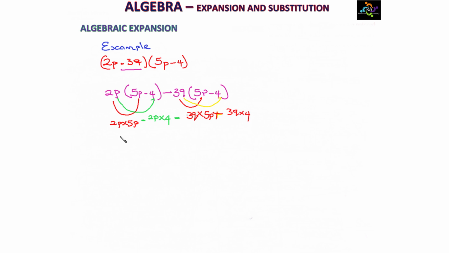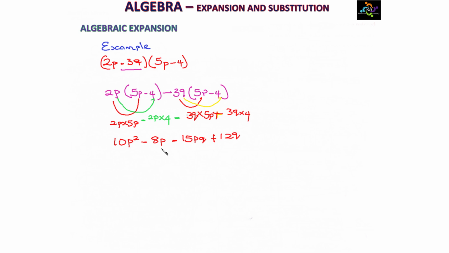Then let's bring it together. 2 times 5, that's 10. P times p, that's p squared, minus 2p times 4, that's 4 times 2, 8p, minus 3 times 5, 15, q times p, pq, plus 3 times 4, 12, q will come down, q times 1 is q.